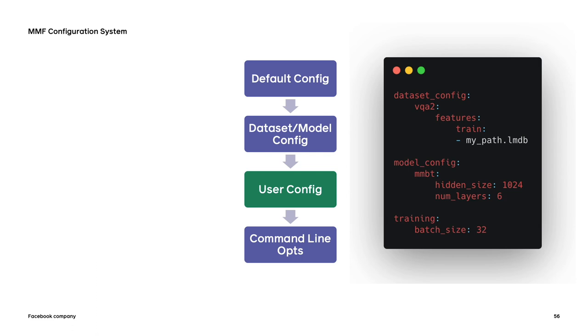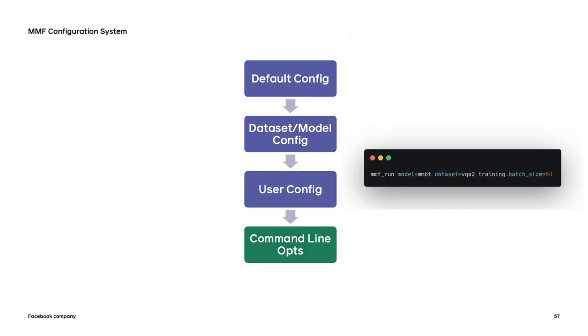Let's say I have a particular version of MMBT where I'm using hidden size of 1024 and I want the batch size of 32. I will fix this inside my configuration, and that will be my experiment's configuration, which I can distribute to other users so that they can replicate the same setup as me. Then for running scripts, everything is configurable through command line options. So you can basically pass training.batch_size equal to 64. That will update the user configuration and all of the configurations before to have the batch size 64.